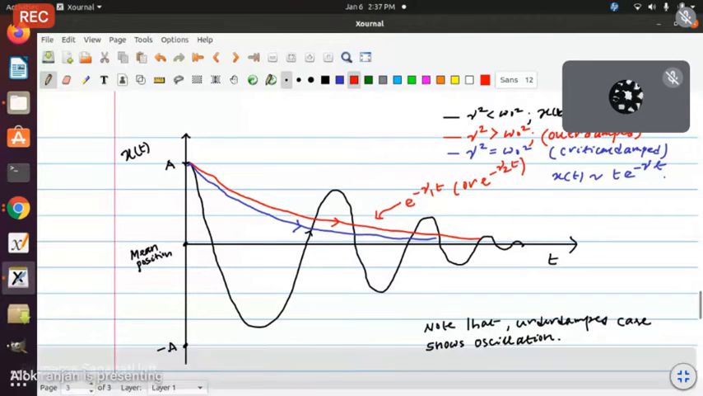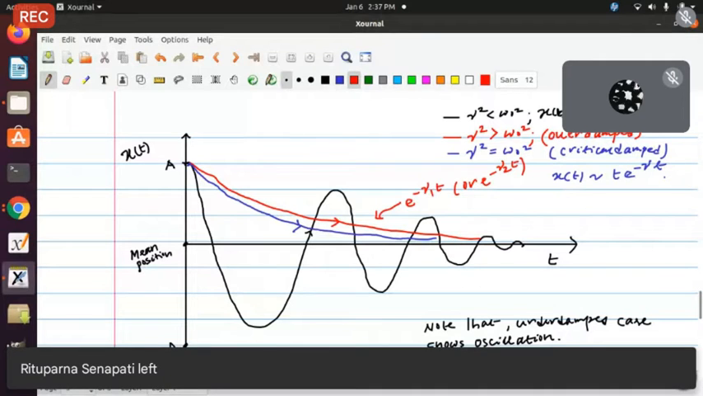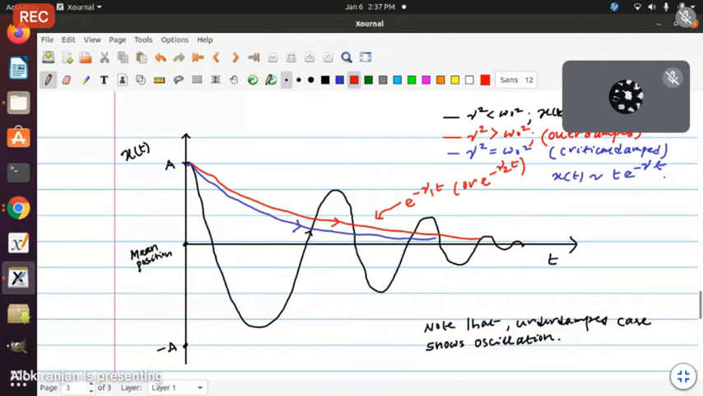And how will we plot it? What we'll see is that the plot must be the superimposition of this exponentially decaying function as well as the sinusoidal function, which is the cosine function. So for example, when time t equals 0, that means the beginning. What is the value of e to the power minus 0?